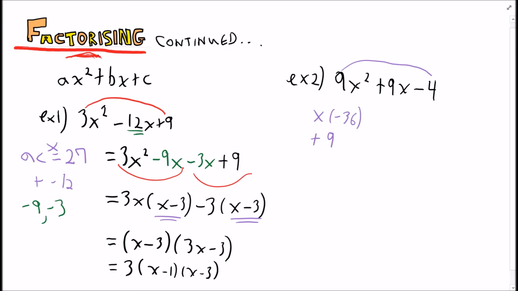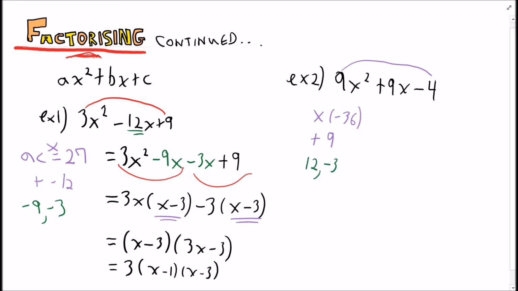So what are the factors of 36? Well, we've got 9 and 4. 9 and 4 aren't going to get me to 9, so that's not going to work. 6 and 6? Well, 6 and 6 can't get to 9. What about 12 and 3? So 12 plus negative 3 would be 9, and 12 times negative 3 would be negative 36.